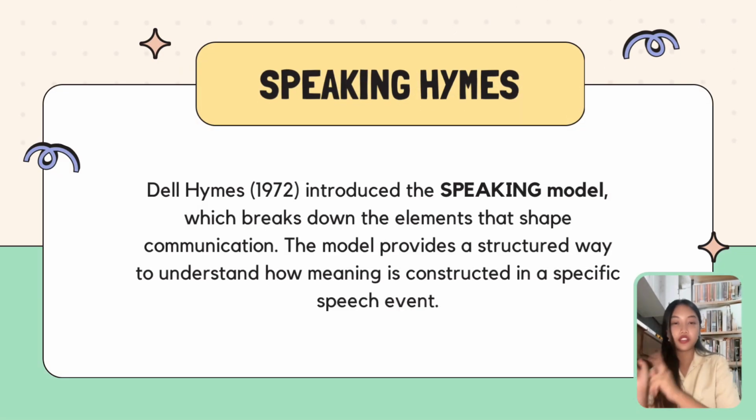Okay, now we're moving on to the SPEAKING model. That is explained a little bit more in detail. Dell Hymes in 1972 introduced something called the SPEAKING model. The SPEAKING model breaks down all the elements that shape the communication itself. It gives a structured way to understand how meaning is constructed in a specific speech event. So in every speech event, by looking at this model, you analyze every detail that shapes that communication, which makes it more structured.